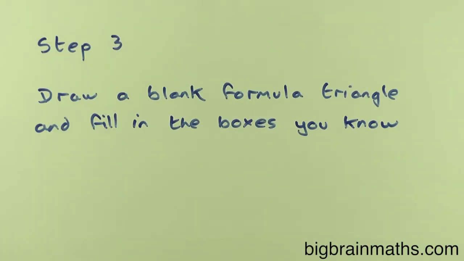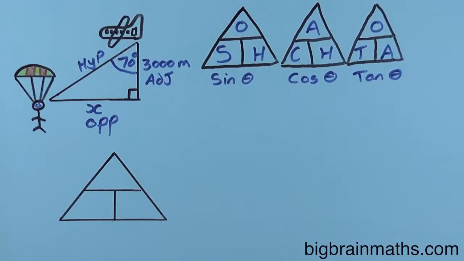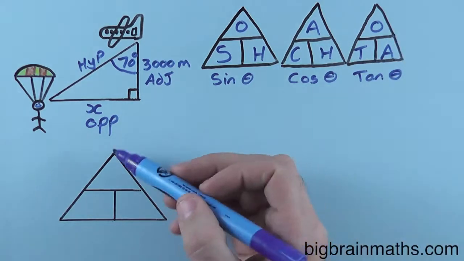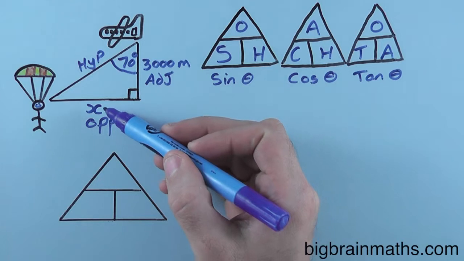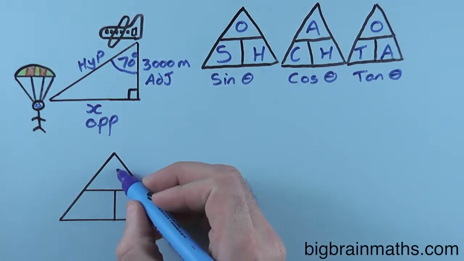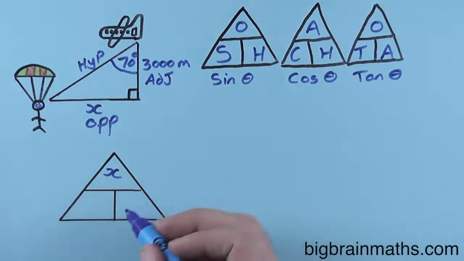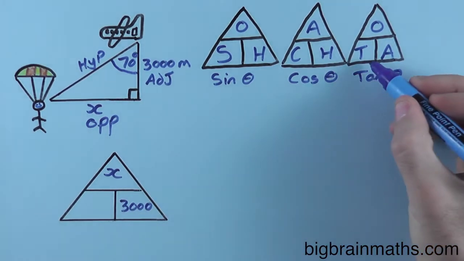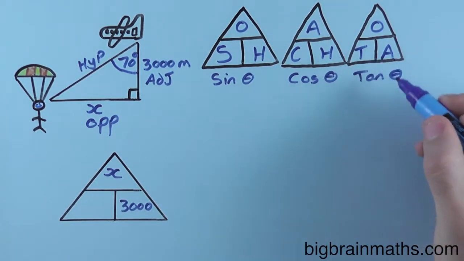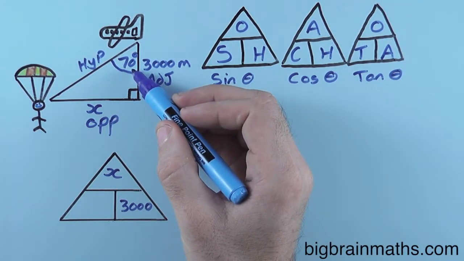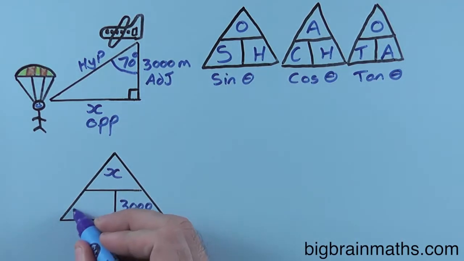Step 3. Draw a blank formula triangle and fill in the boxes you know. Now we're using the tan triangle, which says the opposite belongs in the top box. Now I don't know my opposite, but I do know it's called X, so I'm going to put X in the top box. The adjacent goes in the bottom right-hand box, and the adjacent in this question is 3,000. In this box we have tan theta, and remember, theta means angle. Now in this question our angle is 70 degrees, so in this box I write tan 70.